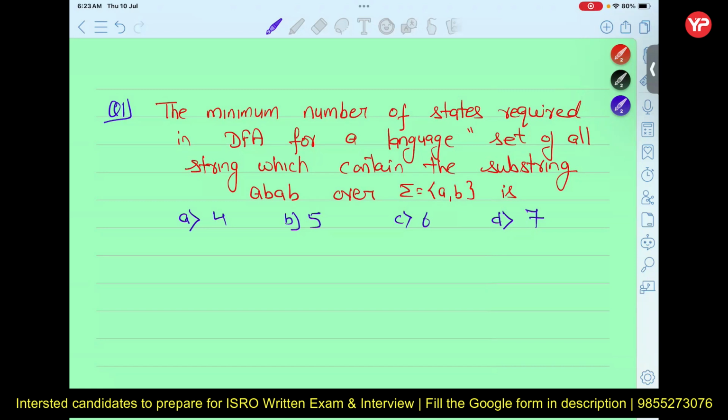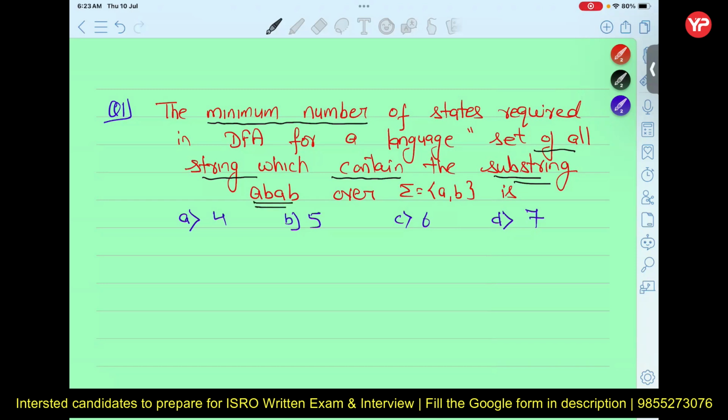So today we are going to discuss the top 20 problems of the theory of computation. And here is the first problem. It says that we need to find out the minimum number of states in DFA. The question asks for the minimum number of states for the language that is the set of all strings which contain the substring ABAB.